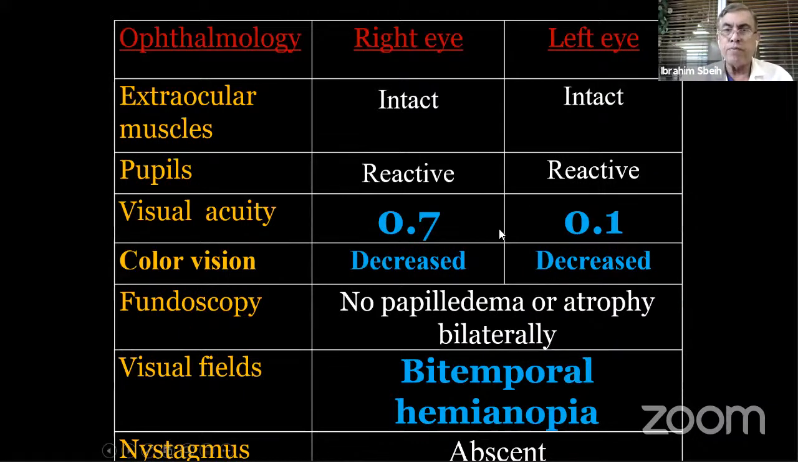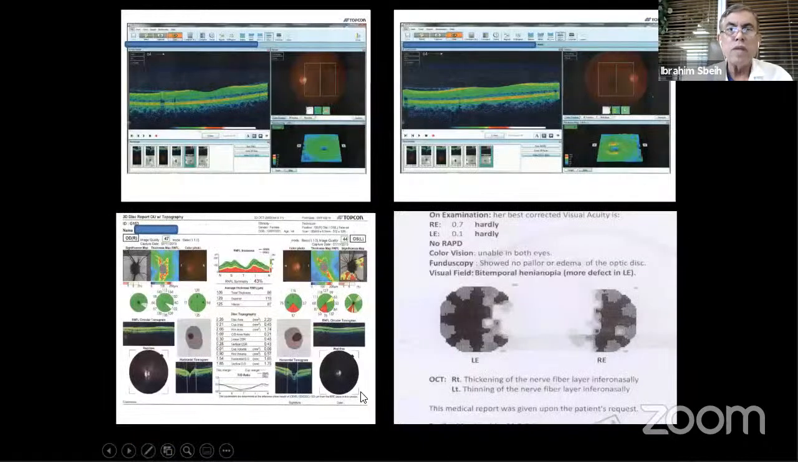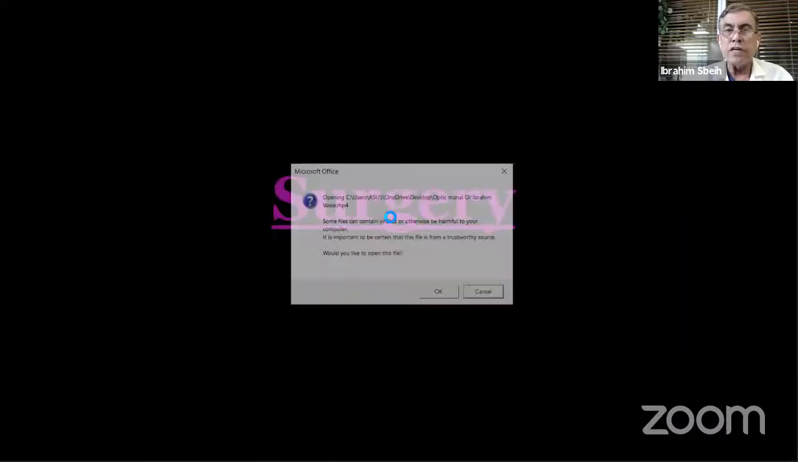Visual examination shows poorer vision, especially on the left side, with bitemporal hemianopia. This is the optic OCT and the visual fields, very poor visual fields, and some atrophy of the fibers of the optic nerve. Now we'll go for the surgery.